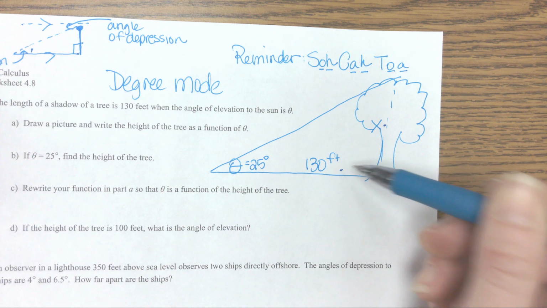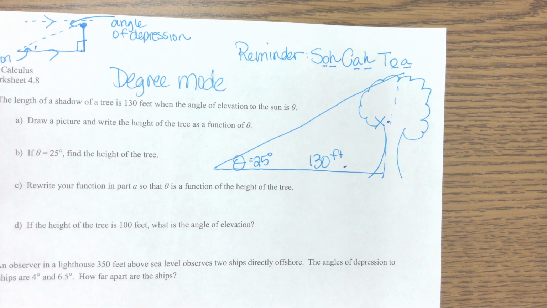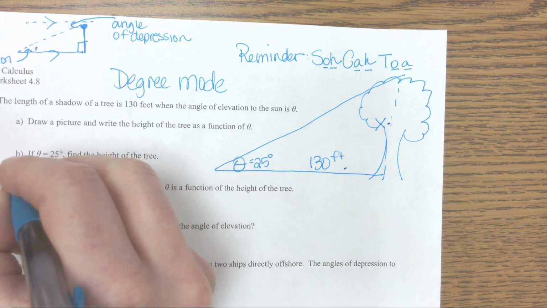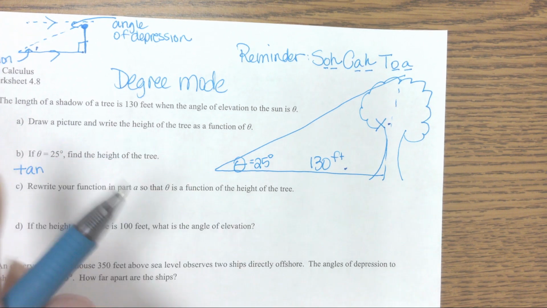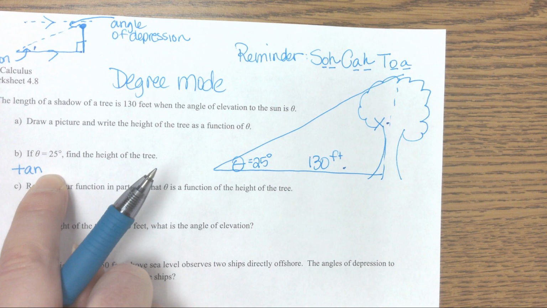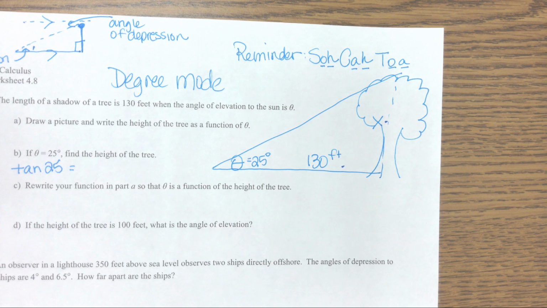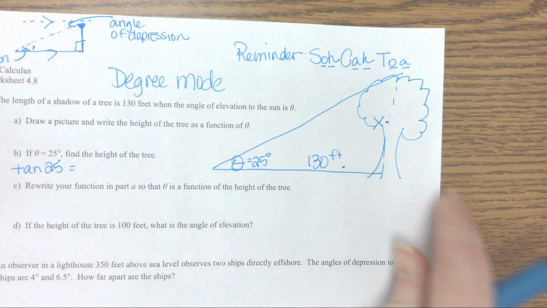We got an O and an A. Which trig function involves that? Tangent. So then what we're going to do is set up a statement and use our calculator to solve. The tangent of the angle, what's the angle? 25 equals opposite over adjacent. What's in the opposite?